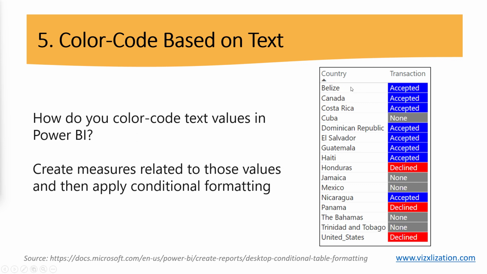We have two different columns here, country and transaction, and for transaction we are giving conditional formatting, right? If it's accepted, the background is blue. If it's none, it's gray. If it's declined, it's red. And also we know that the text should be white. So now that you have this as a reference, let's take a look at the case, my friends.